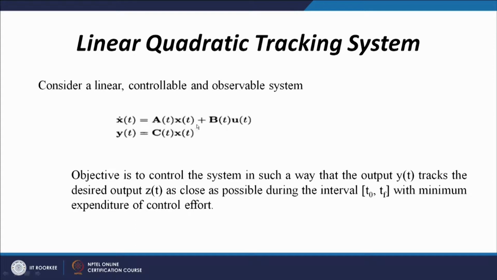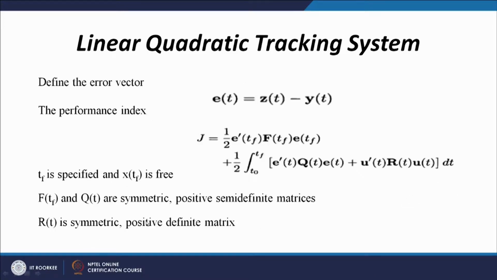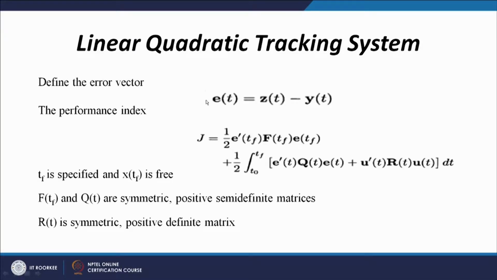We are trying to find the optimal control law which will track the desired output z t in a defined interval of time with minimum expenditure of the control effort, by minimizing a given performance index. Now, the next question is what should be my performance index. As we said, my desired output is z t and the actual output is y t. So I can define my error as z t minus y t.